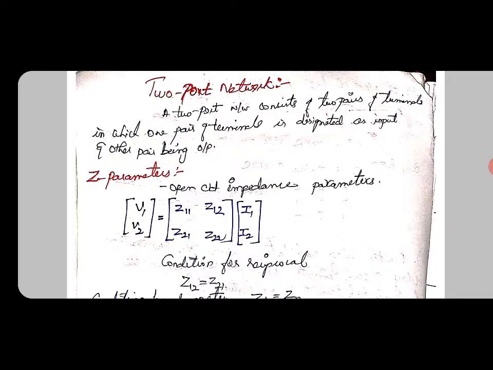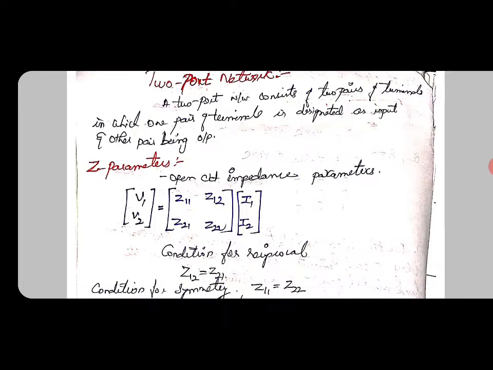We need to know the simple concepts, the simple properties, the simple definitions, and the conditions for the different parameters. Okay, so we can get to the topic. What is a two-port network? A two-port network consists of two pairs of terminals in which one pair of terminals is designated as input and the other as output. From the name itself, it is a two-port network. One pair will be the input, another pair will be the output.